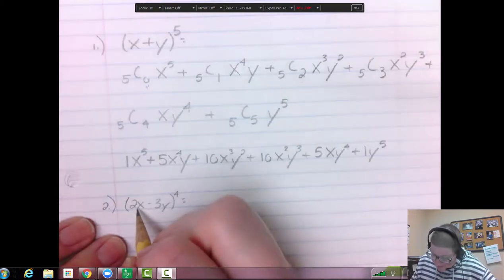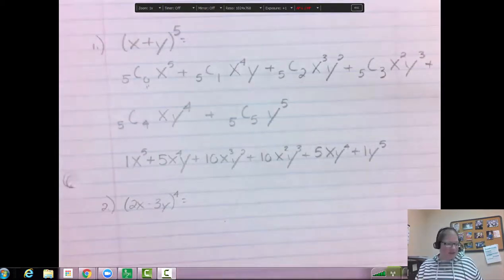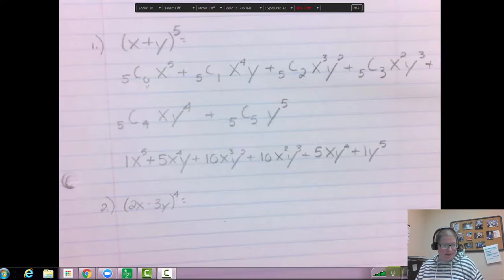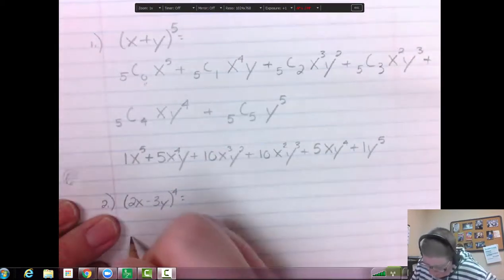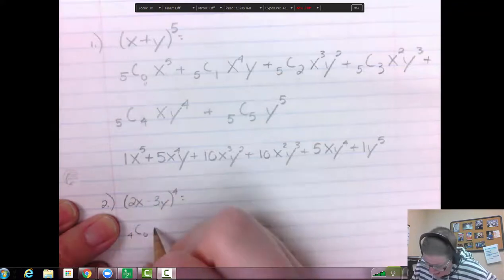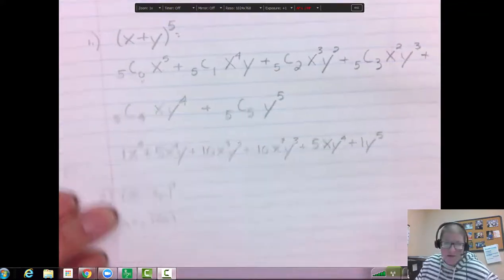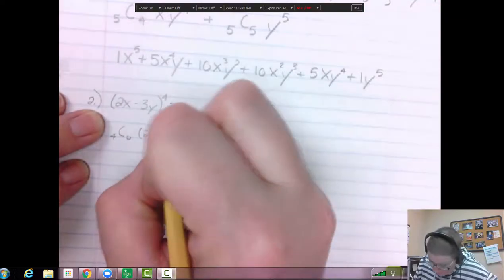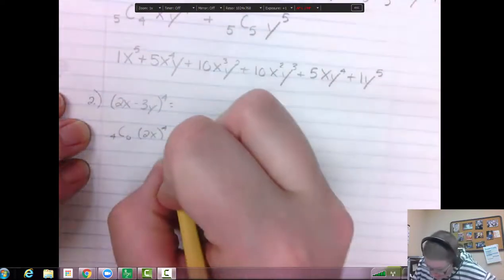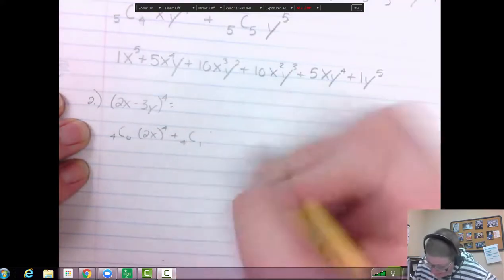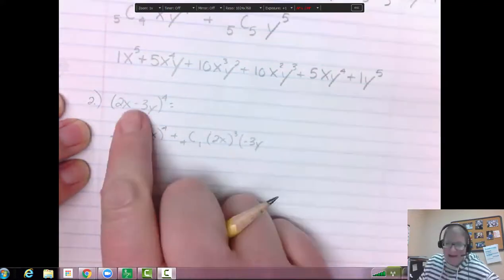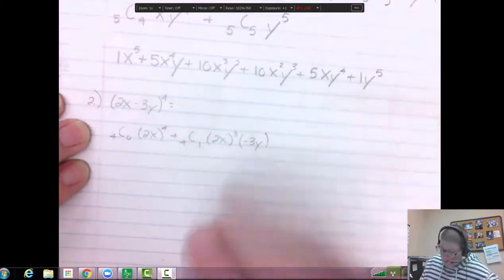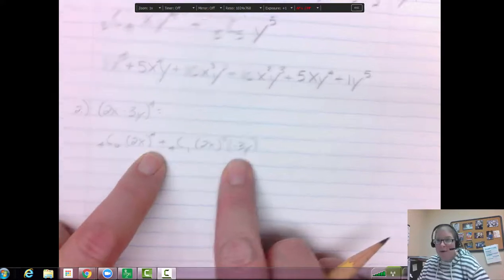But now we have 2x on each thing that we have, but we're still going to have our 4 choose part here. Okay, so my first one would be 4 choose 0, and the 2x is our a, and that will go to the 4th power. Plus now 4 choose 1 is going to have our 2x to the 3rd power, but now it brings in negative 3y. Make sure when it's a minus that you think of it as a negative 3y, and that one will show up with 1 power.